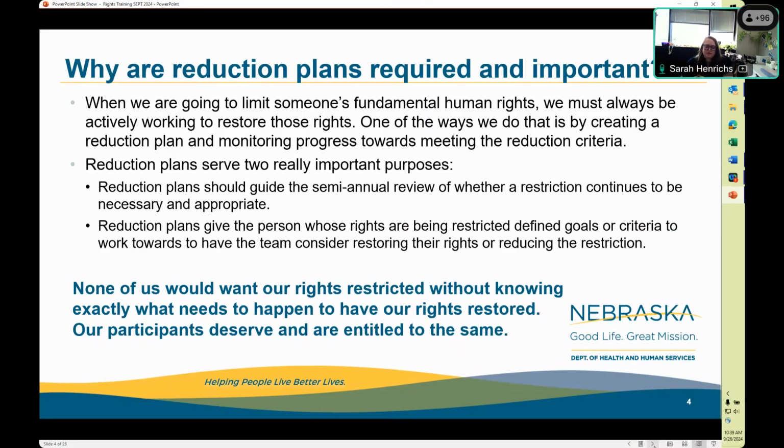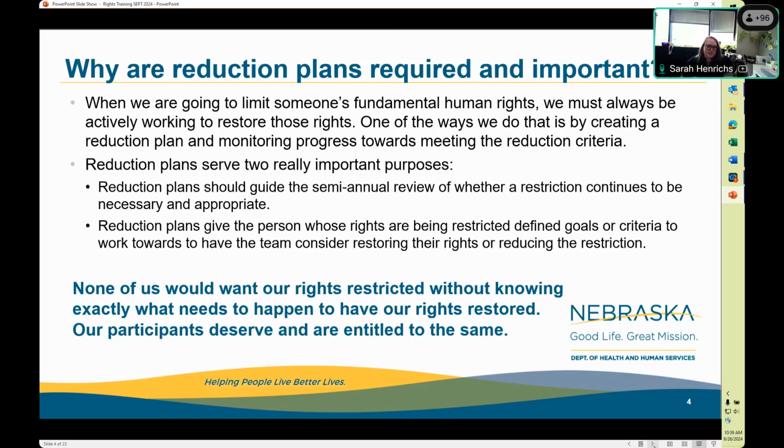And we're doing it for a good reason. We're doing it with the best of intentions, and we're doing it because we've exhausted all other options, and that's okay. But it is still a big deal. And so when we are going to limit somebody's fundamental human rights, we must always be actively working to restore those rights. It is what any of us would want if our rights were being limited, and it is what we owe our participants.